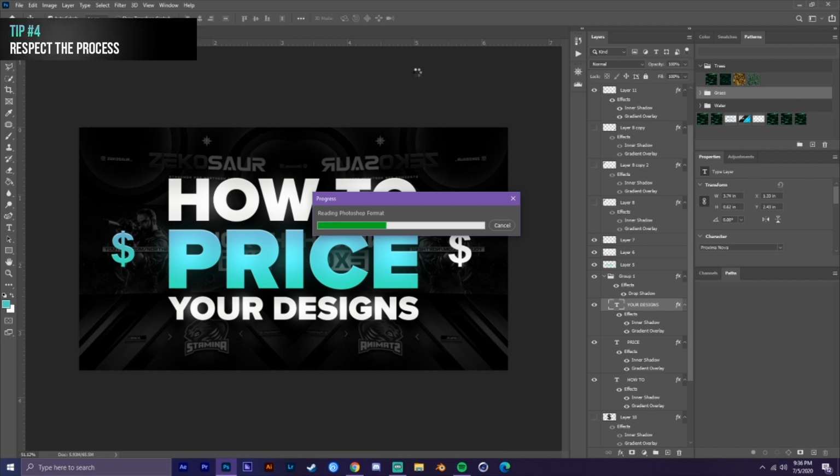For our fourth tip, respect the process. One of the things you are going to have to understand with pricing your designs is it's not an easy process and it could actually take a long time. This will obviously vary with some people, but if it does take a while, you have to understand that there's no reason to get upset.